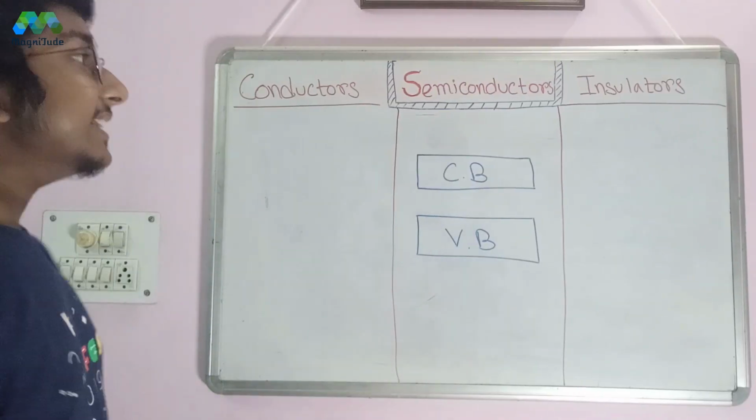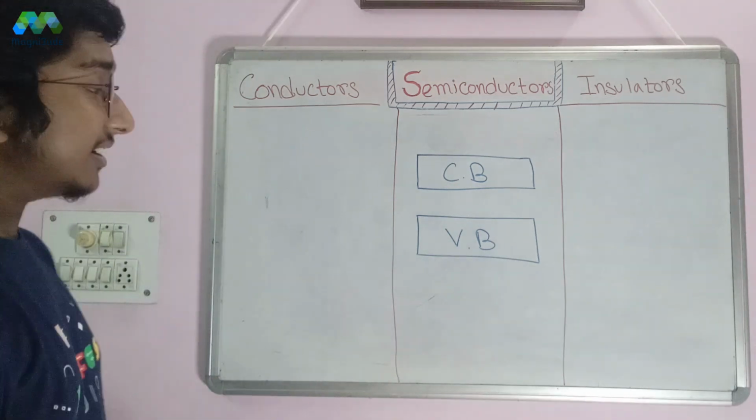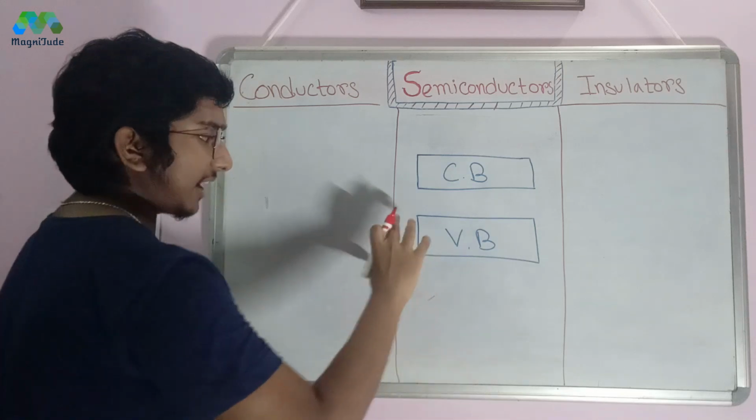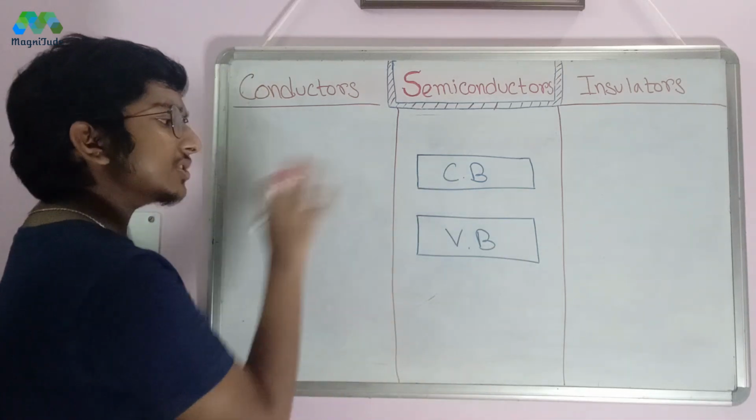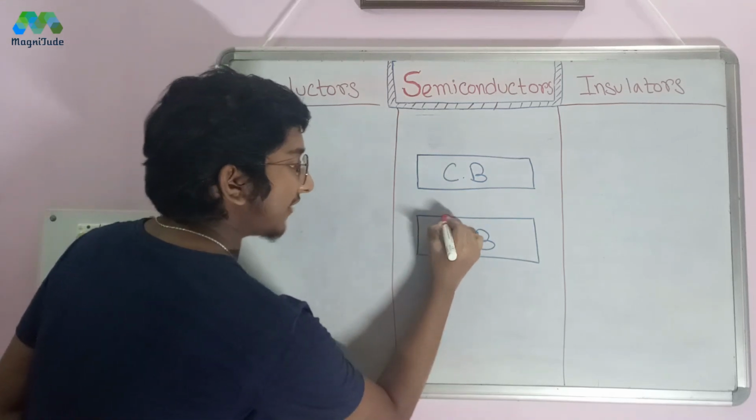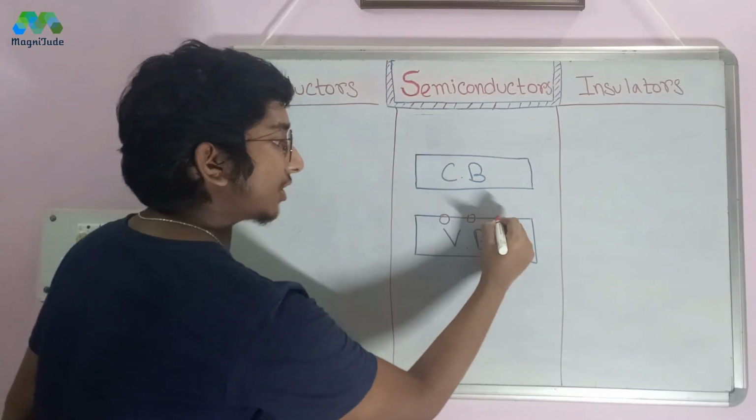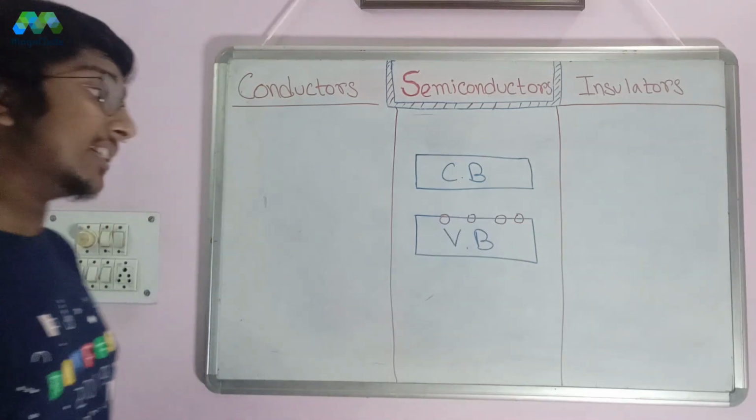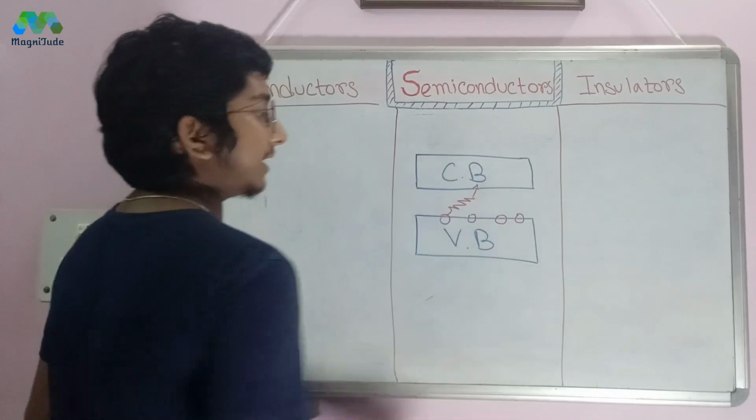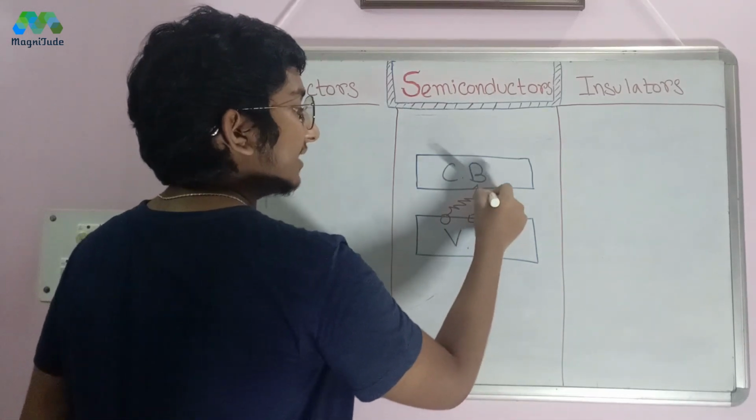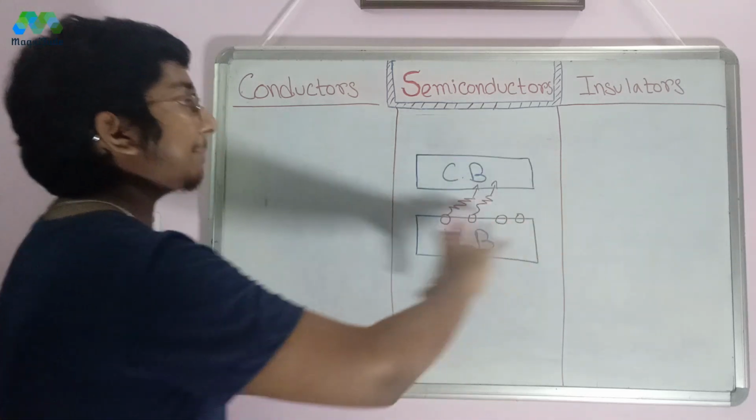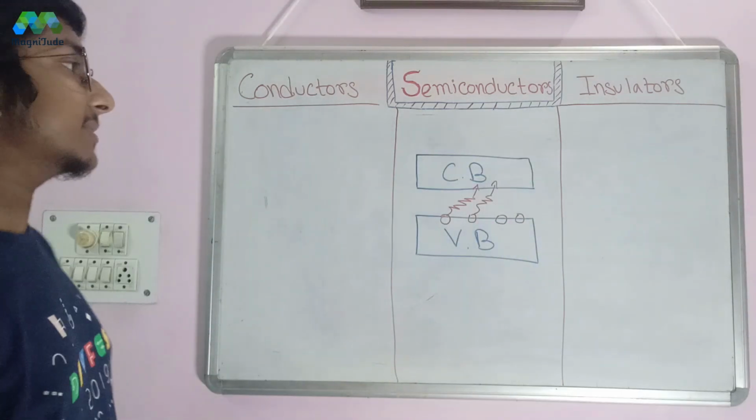So what happens in the case of a semiconductor? In the case of a semiconductor, the conduction band and the valence band lie almost near to each other. So the electrons from the valence band easily move to the conduction band when required. This thing happens in the case of semiconductors.